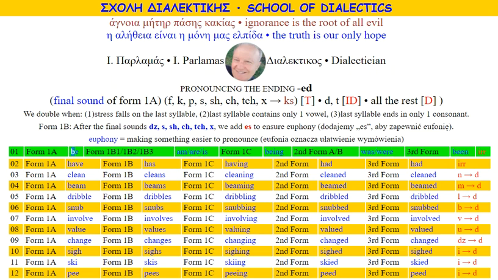Now form 1a is be. Now be also has 2 functions. One function is the infinitive, and the other is the present tense of the subjunctive. A lot of you don't know this. We may discuss this in another video, but the subjunctive is like I be, you be, he be, she be, it be, we be, you be, they be, okay? But in the indicative, we say I am, you are, he is, etc. So we have the indicative and the subjunctive mood.